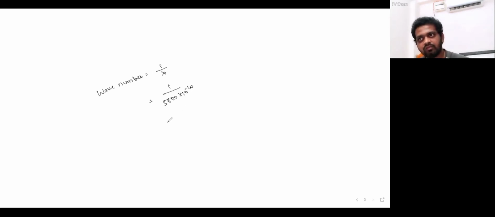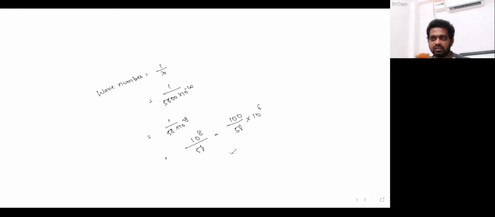5800 into 10 to the power of minus 8 minus 10. Now I will make it as 1 by 58 into 10 to the power of minus 8 and 10 to the power of 8 divided by 58. This can be written as 100 divided by 58 into 10 to the power of 6, and this value will be equal to 0.017 is the wave number, and the wave number units are meter inverse. 0.017 meter inverse.